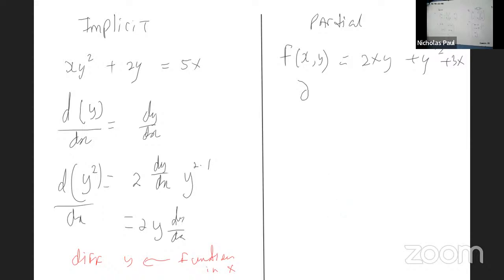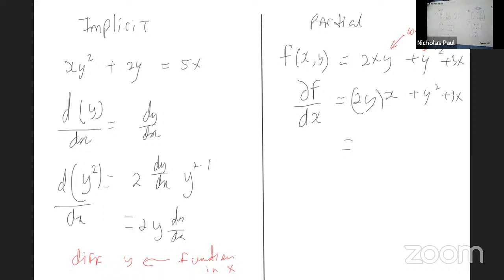And here what you could do is partially differentiate f with respect to x. What that means is that everywhere you see y, you treat y as a constant. So technically, let's take off y, and we're differentiating 2kx, remember, k is like y, plus y squared plus 3x. To differentiate partially, we're treating y as a constant.